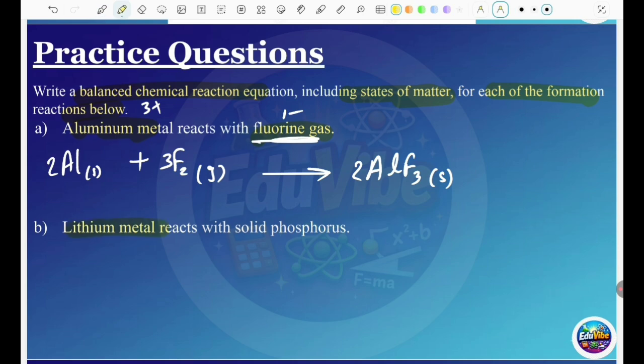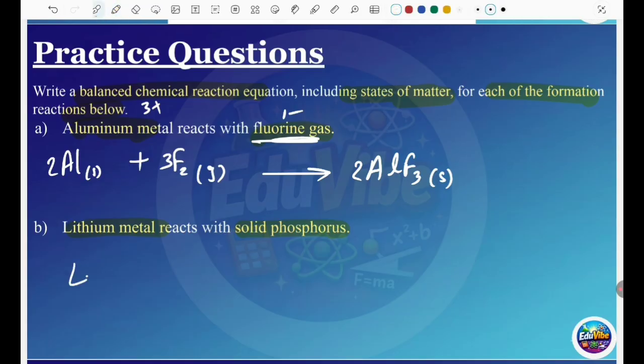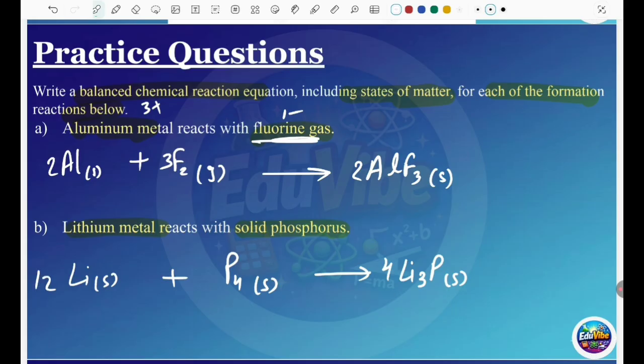Next one, lithium metal reacts with solid phosphorus. Again, this is a combination reaction. So lithium, which is Li, in solid state, this is a metal, plus solid phosphorus, and phosphorus is in the P4 state, which is solid. Li has, I think, a 1 charge, and phosphorus has a 3 charge, so you can divide this, and you will get Li3P, which is again a solid. Now you have to balance this, so we have a 4 over there, so this will become 4, and we have a 12, so this will become 12. Done. So this is lithium metal, again a combination reaction.